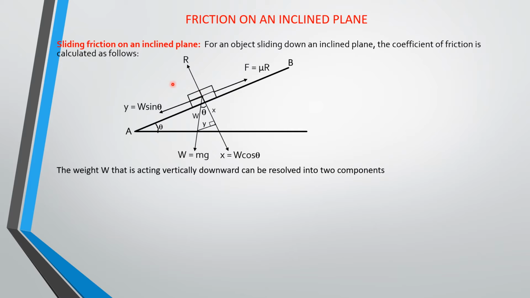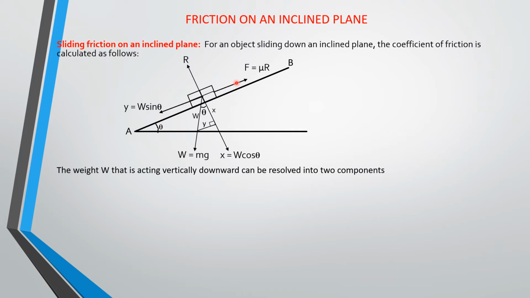For an object to slide down an inclined plane, the coefficient of friction can be calculated first by looking at the setting. If you look at this setting, you see the normal reaction for this block that is on an inclined plane, inclined at an angle theta. The force that is pulling this block of wood down the plane is equal to the component w sine theta. Then the frictional force F equals mu R, which is the force opposing the motion.